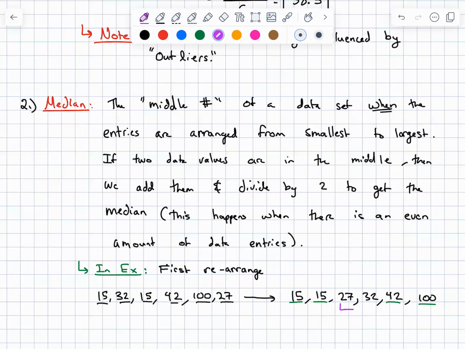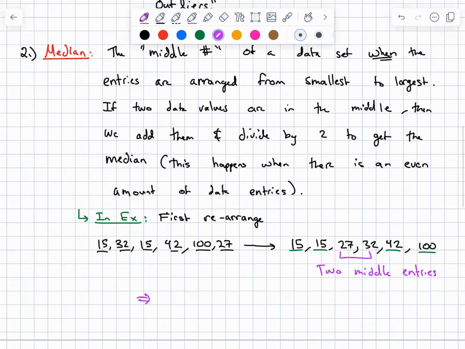So there are 2 middle values. Two middle entries, which means that the median is equal to 27 plus 32 divided by 2, which is 59 divided by 2, which is 29.5. So that's the median for this set.